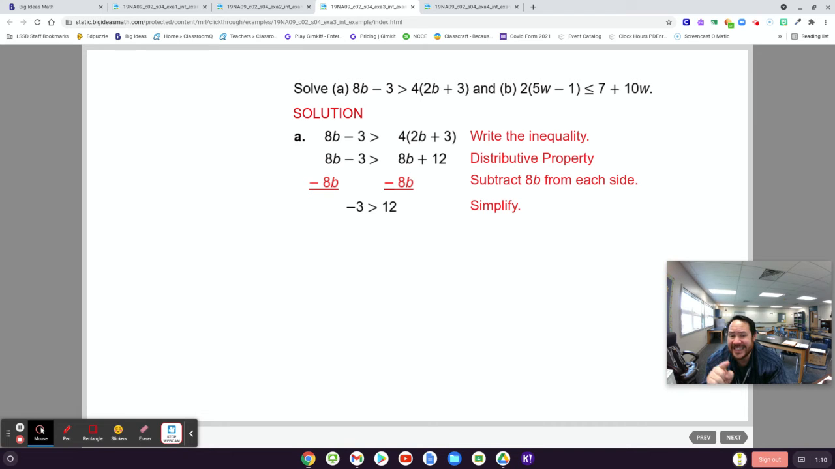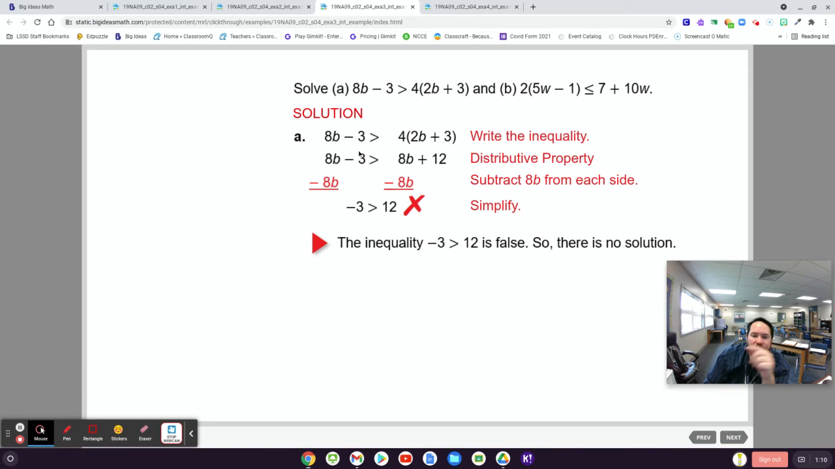If this statement is not true, which it's not, it means there is no solution. Okay, so negative 3 is not greater than 12. Therefore, there is no solution to this inequality right here. No number you could plug in for b is going to make this true. Okay, let that sink in. You might want to pause, take some notes on this part.